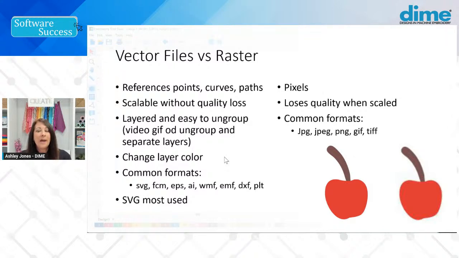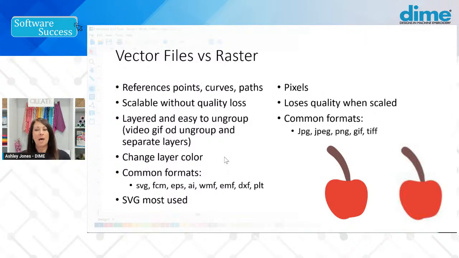Okay, so vector files, first and foremost, if you can get a vector file when you are wanting to turn it into an embroidery design, then that is the best place to start, but we can't always get a vector file. Now, what are vector files? Vector files are artwork created by reference points and curves and paths, whereas a raster image is a bunch of pixels, like a photograph, that makes up that artwork.